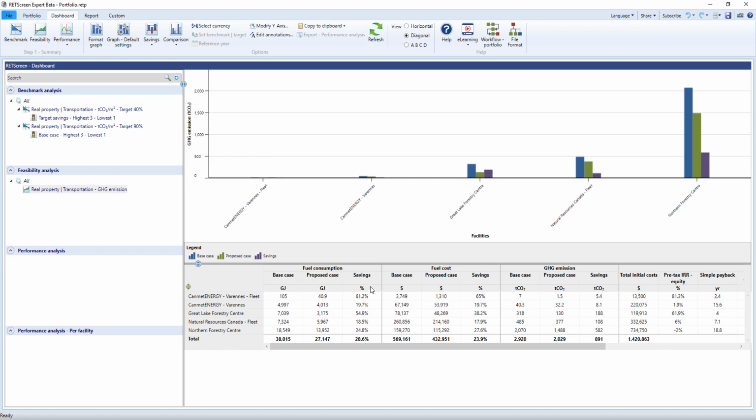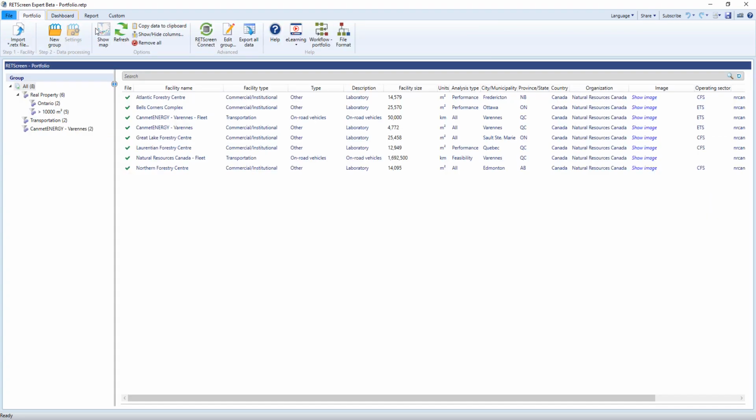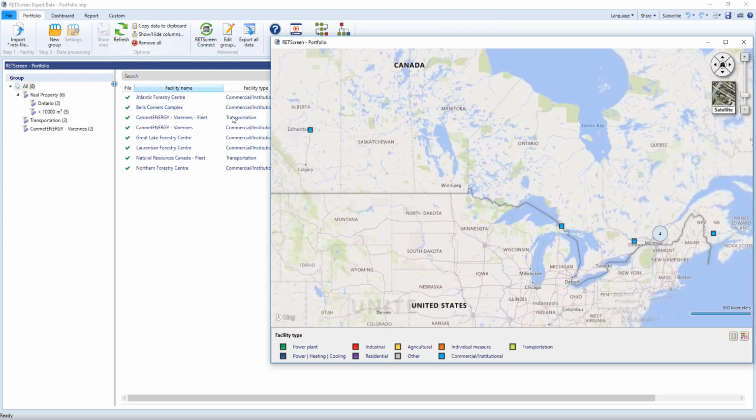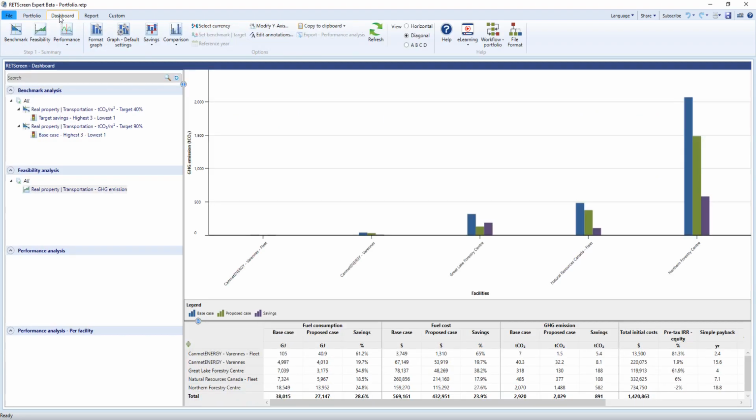This graph shows the total GHG emissions for the base and proposed case in each of the facilities in our portfolio. Remember that our portfolio includes facilities from different provinces and regions, each with different emissions from electricity. And each of these facilities consumes energy differently. Some consume more electricity, some have natural gas or heating oil, or may be connected to a district energy network.